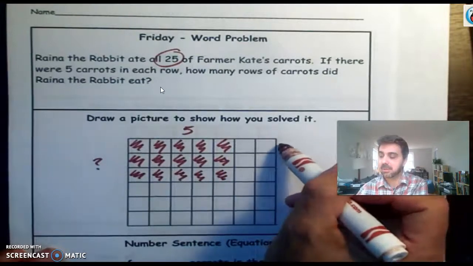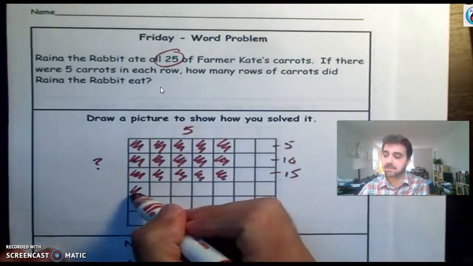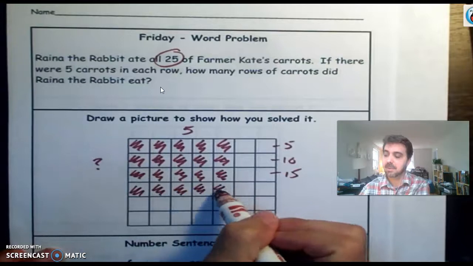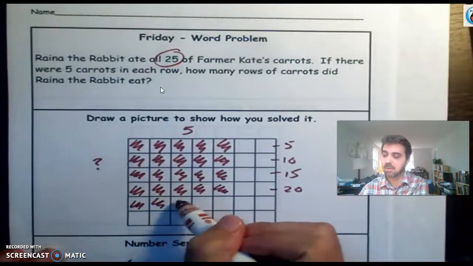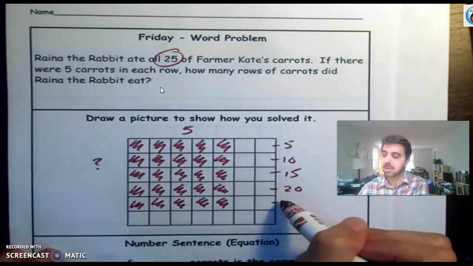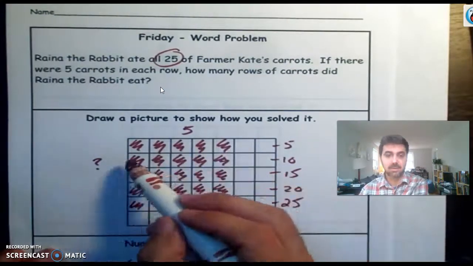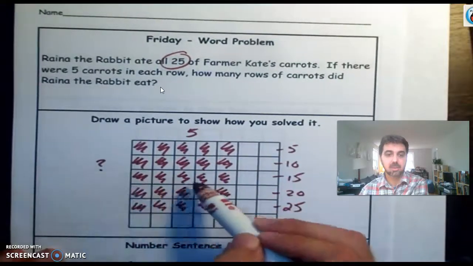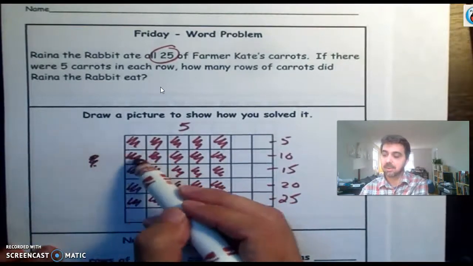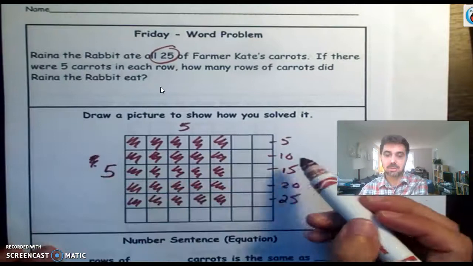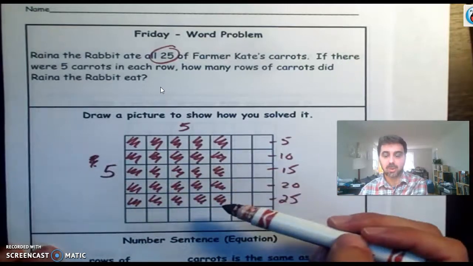So that gives us, let's see, 5, 10, 15. We're not there yet. All right, so that gives us 20. We're close. Maybe one more row. All right, so that gives us a total of 25 carrots. 5, 10, 15, 20, 25 carrots. So now we know that there are 5 rows. So 5 rows of 5 carrots gives us a total of 25.